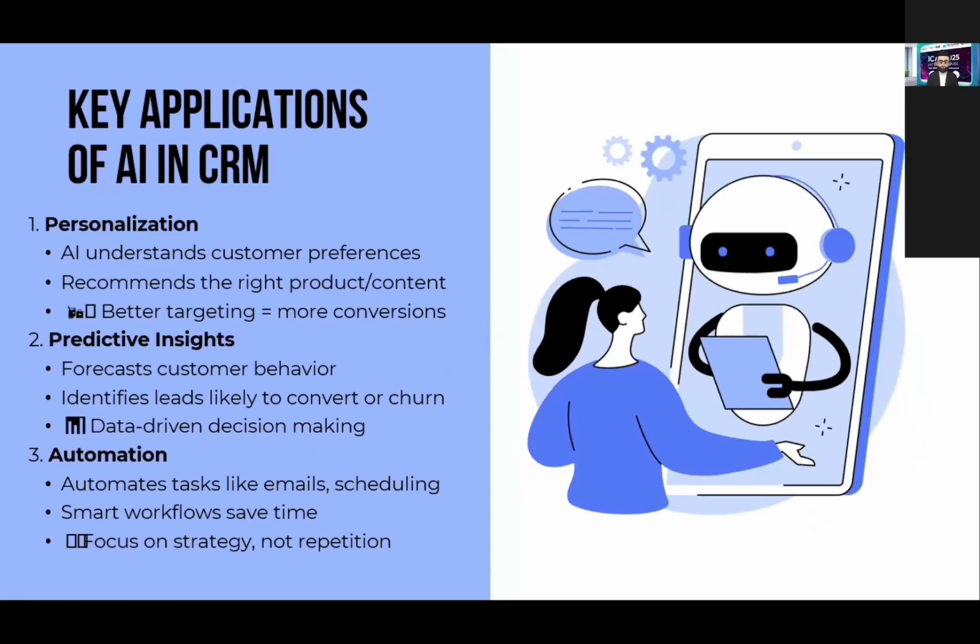So these are the key applications of AI in CRM. Let me highlight three key ways AI improves CRM. First is personalization. AI understands customer preferences, recommends the right product and content, with better targeting and more conversions. Then predictive insights. Forecast customer behavior and identify leads likely to convert or churn. Data-driven decision making helps teams take proactive action. Then automation. Routine tasks like sending mails, updating records, or scheduling calls can be fully automated using AI, giving teams more time to focus on customers.